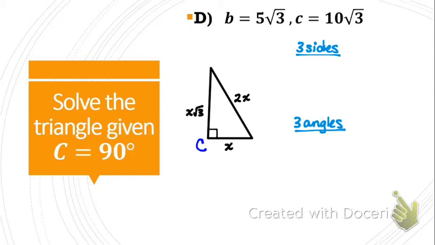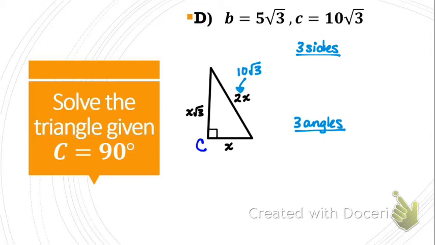So knowing those relationships right there, they gave me side B and C. C is going to be which part? Long leg, short leg, or hypotenuse? Hypotenuse. So this over here is 10 square root of 3.